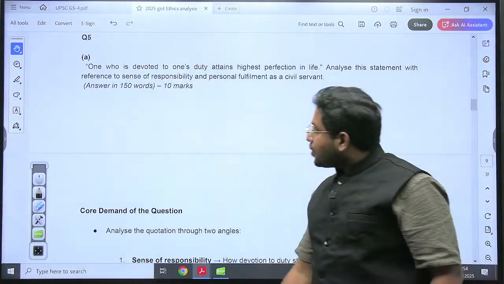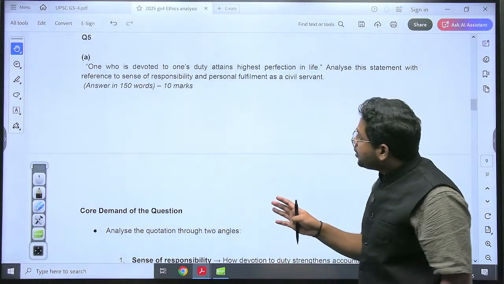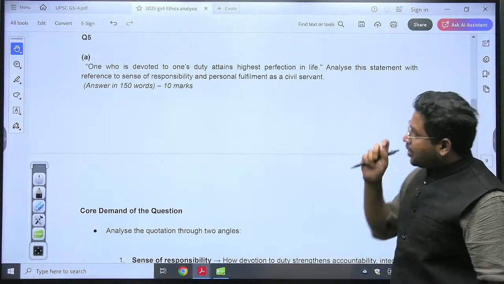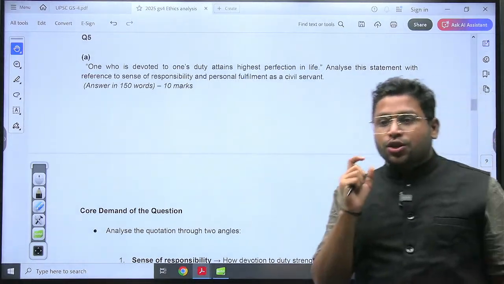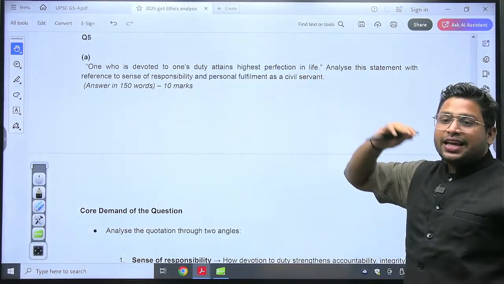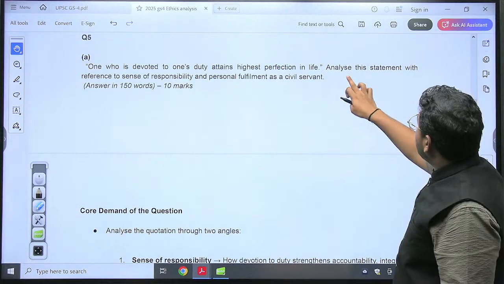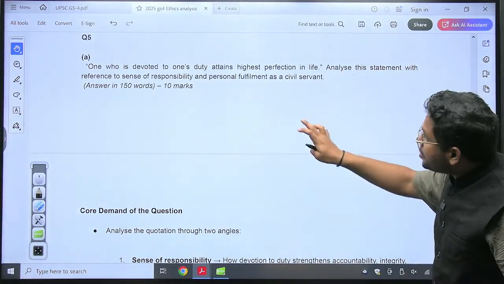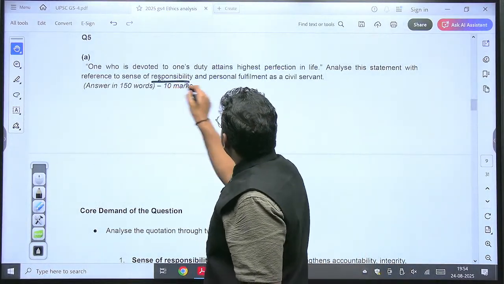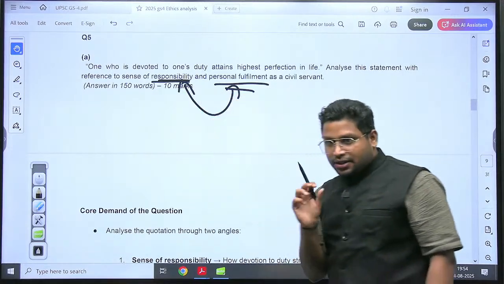Next, one who is devoted to one's duty attains highest perfection in life. I repeat, one who is devoted to one's duty, right? So he attains highest perfection in life. He becomes the best version of himself, is what he is trying to say. Analyze this statement with reference to sense of responsibility, right, and personal fulfillment. Please understand these two are very different things.